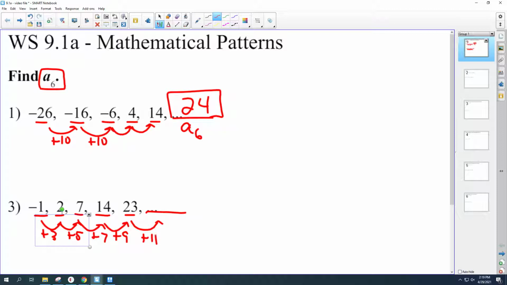You're just looking for the pattern. 23 plus 11 is 34. So maybe we should write it like this. A6 equals 34, or A6 equals 24 on the last one.